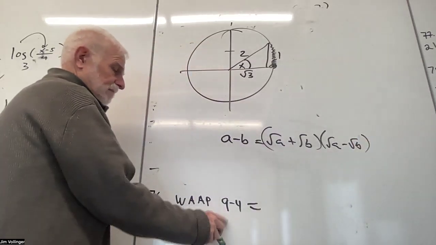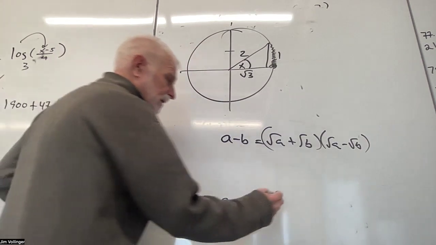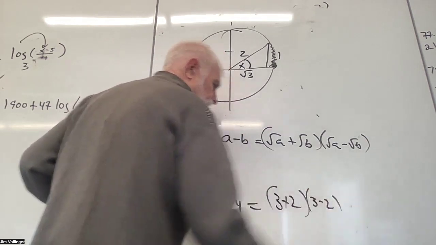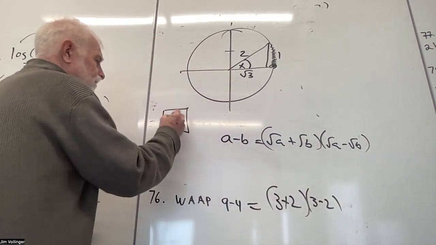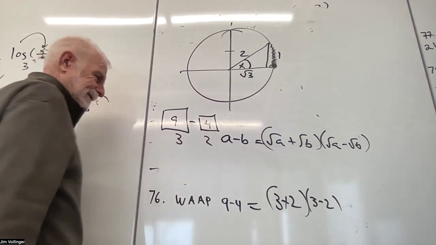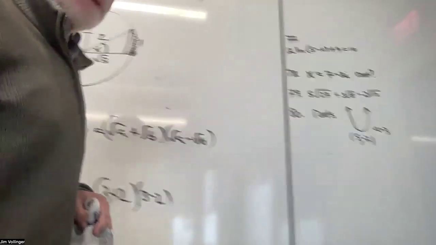Okay, this is just a special case where the numbers are user-friendly. So 3 plus 2 times 3 minus 2. Right, so difference of 2 squares. You work with the square roots. Add them and then subtract them. All right, let's move on.